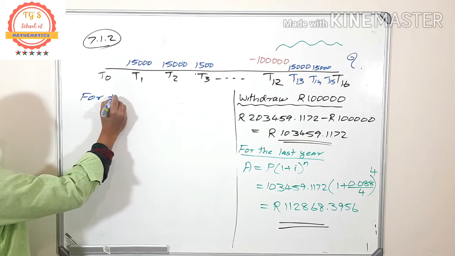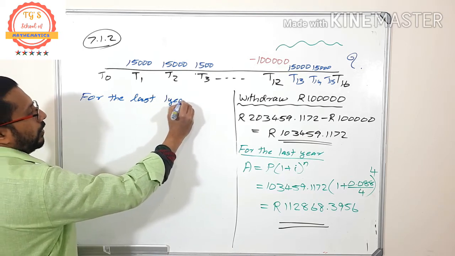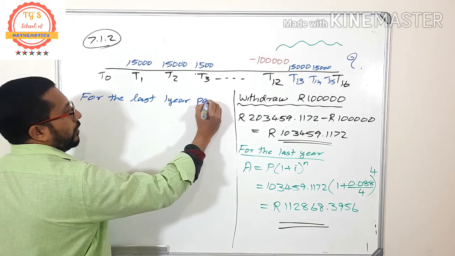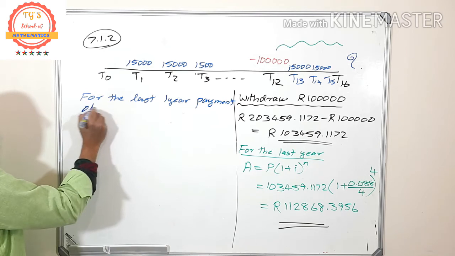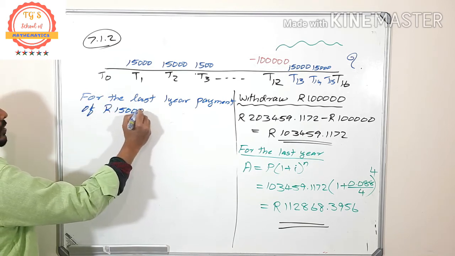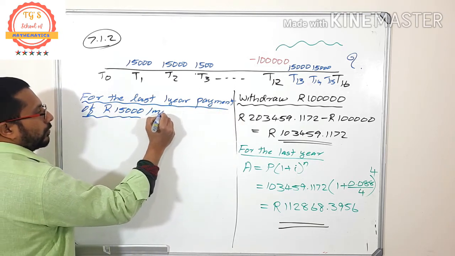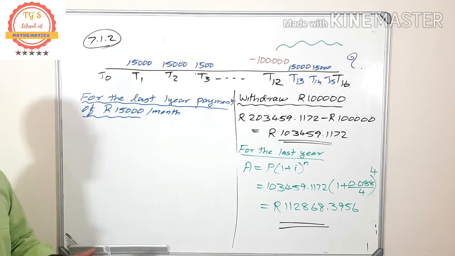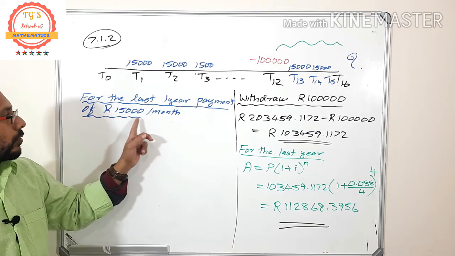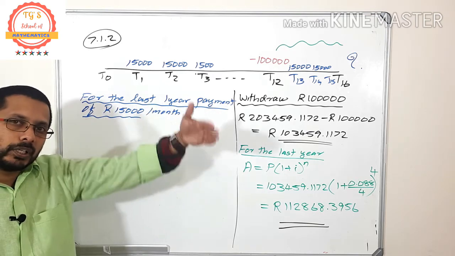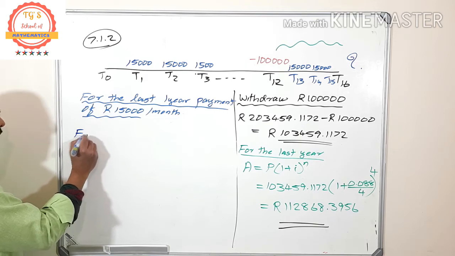For the last 1 year, payment of 15,000 per month. Okay, this is just a short form for you to understand. For the last 1 year payment of 15,000 per month, how can you find it? So what you have to do, you have to apply the future value.